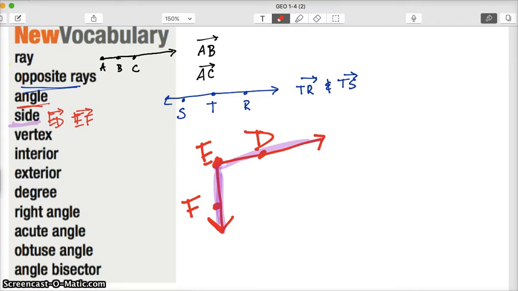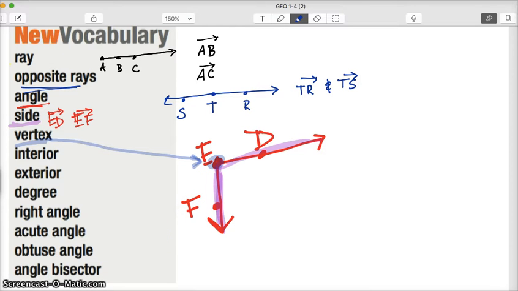The vertex of the angle. Vertex, sometimes I call the elbow joint, right? It's like the bending place of the angle. So the vertex of the angle is E here. The vertex is going to be a point. It's point E. It's the elbow of the angle.